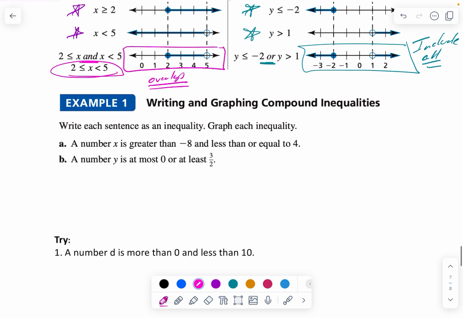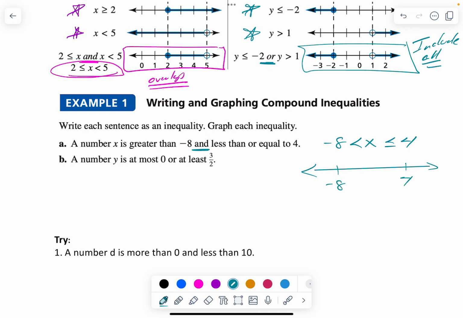So let's write and graph some compound inequalities. A number x is greater than -8 and less than or equal to 4. So this is going to be the sandwich. It is greater than -8 and less than or equal to 4. That's what that would look like. If we graphed it, we would have our -8 and our 4, open, closed. There we go.